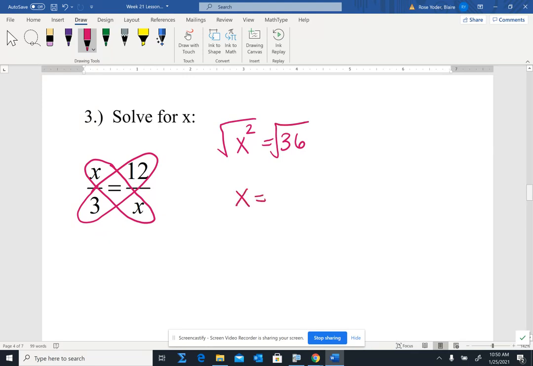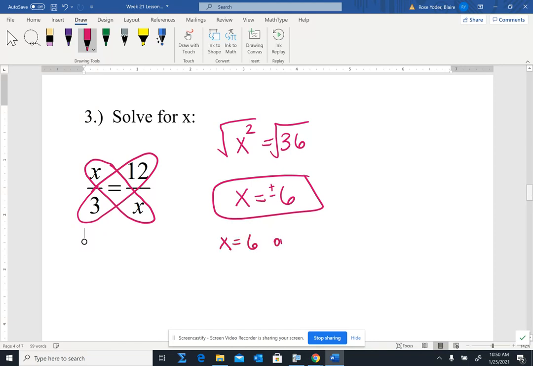So the square root of 36 is 6, because 6 times 6 is 36. But you have to be a little bit careful. There's actually 2 answers. 6 times 6 is 36, but negative 6 times negative 6 is 36 also. So the solution for this is actually plus or minus 6. And what that means is x is 6 or negative 6.